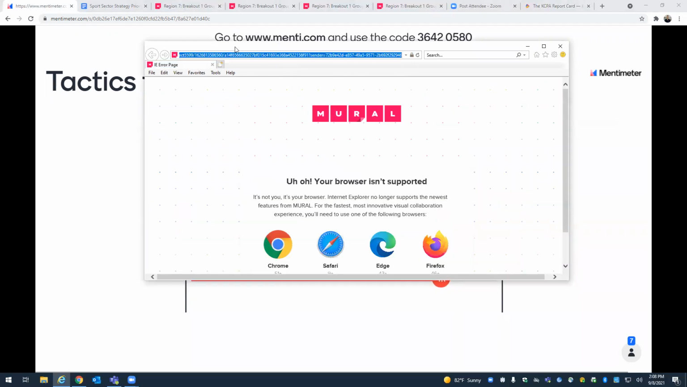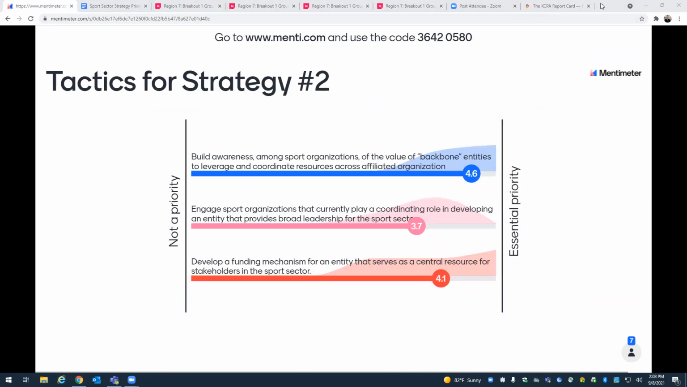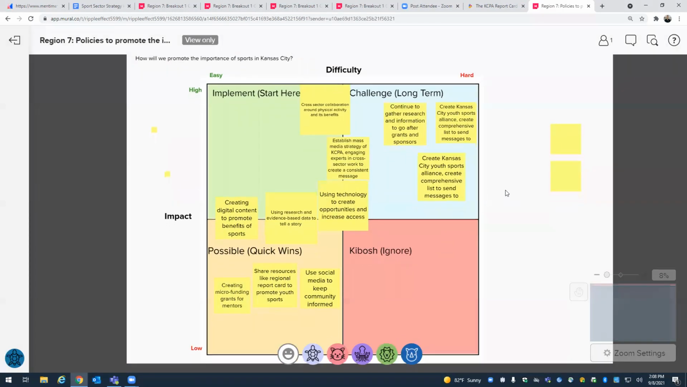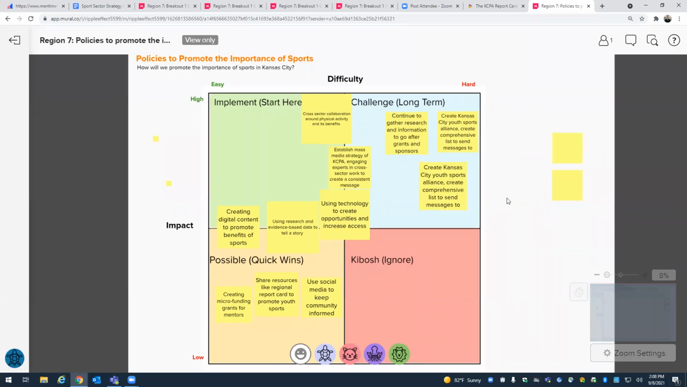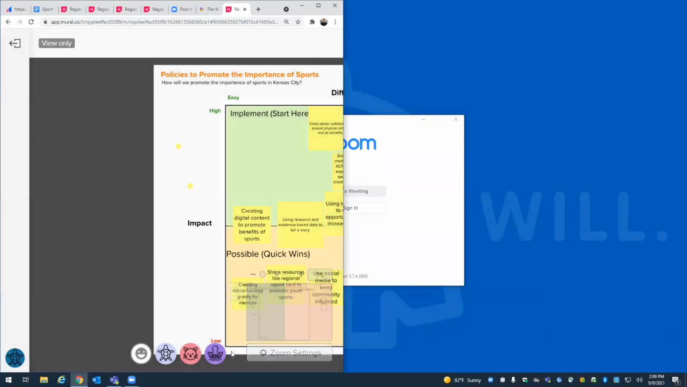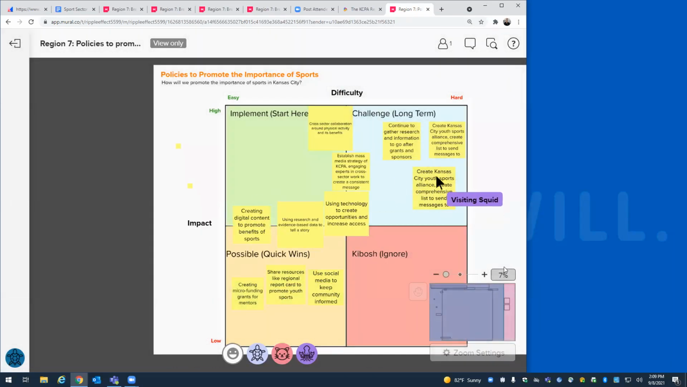And so it came up in two different discussion points: disparities in access and policies to promote sports. In terms of policies, a couple people have talked about this idea of a Kansas City Youth Sports Alliance to create a comprehensive list to send messages to. So potentially high impact, but hard to implement.